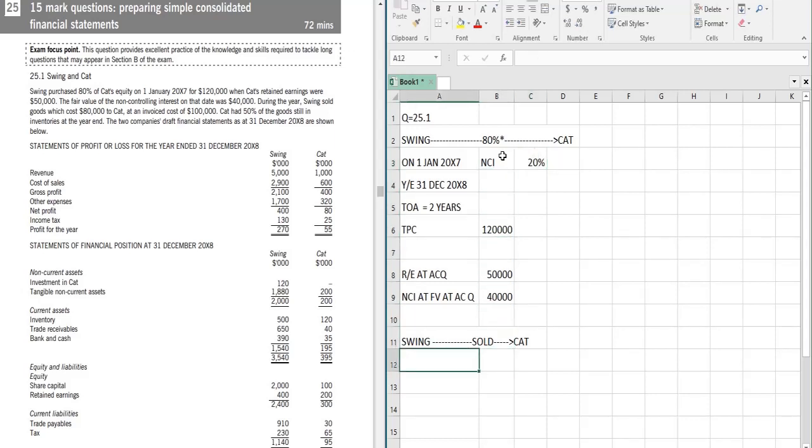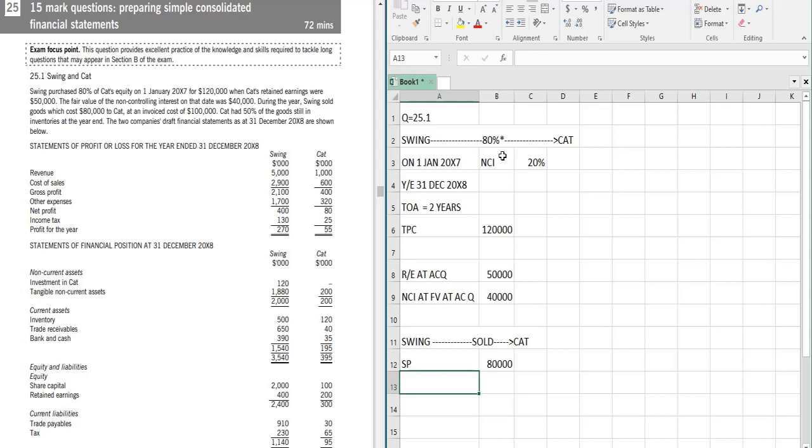What is the selling price? Swing sold goods which cost 80,000 to CAT. So the cost for Swing is 80,000, and the selling price is 80,000.